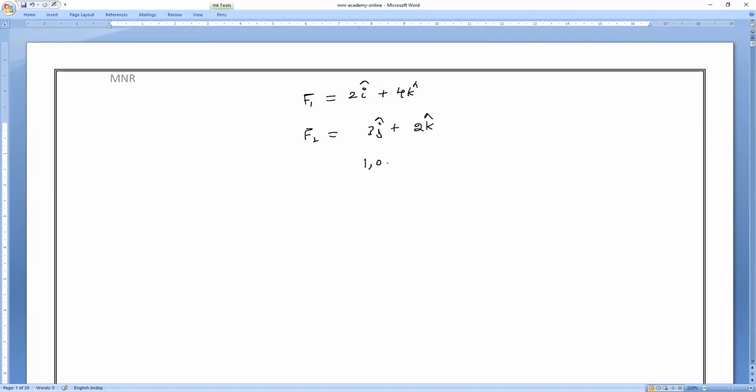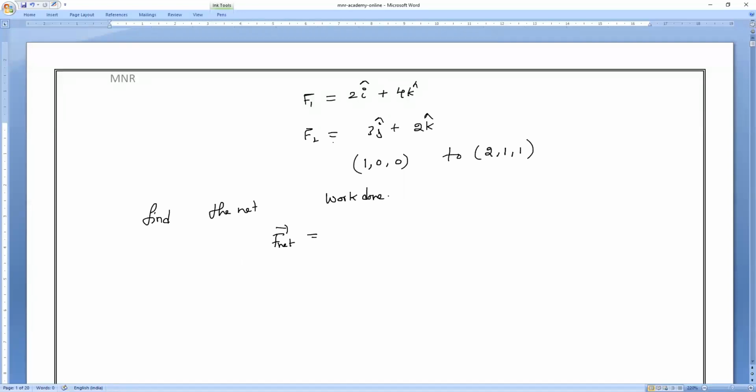(1, 0, 0) and (2, 1, 1). Then they're asking us to find the net work done by the body.